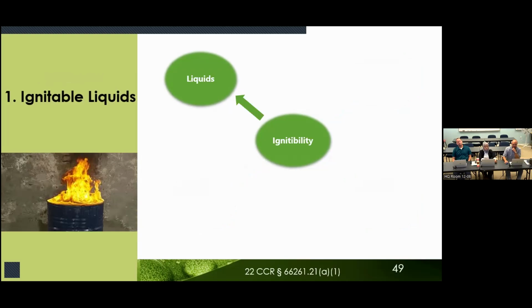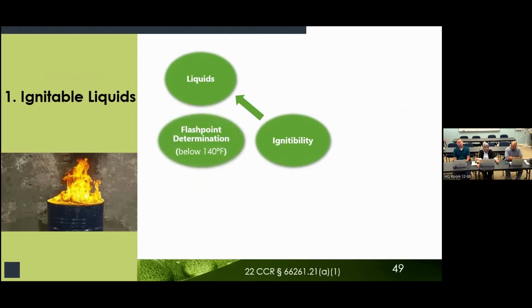The first ignitable waste type we are discussing today is the ignitability for liquids, which refers to liquids that can easily catch fire due to their low flash points and high volatility. Now, these wastes pose significant risks, including fires and explosions, which can lead to health hazards and environmental damages. Next one, please.